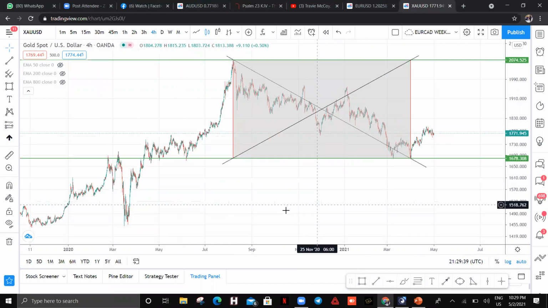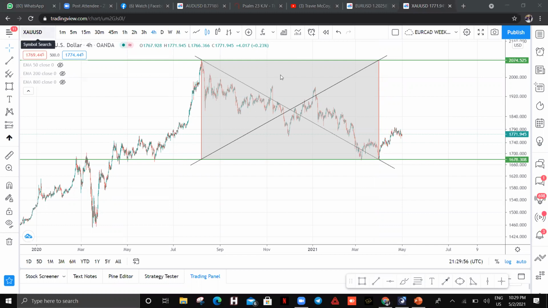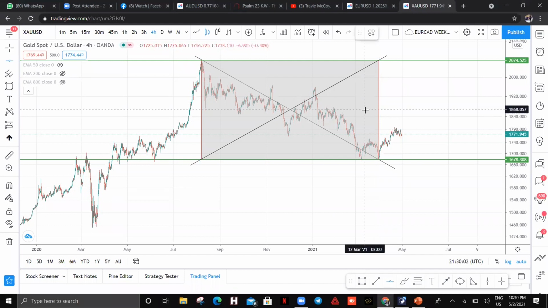All right, so we've actually identified our impulse move. We've drawn a trend line. This is gold. You can see it here, XAU USD gold. Then for me to identify my pivot levels, I use my horizontal line, the intersection, and I click it there.